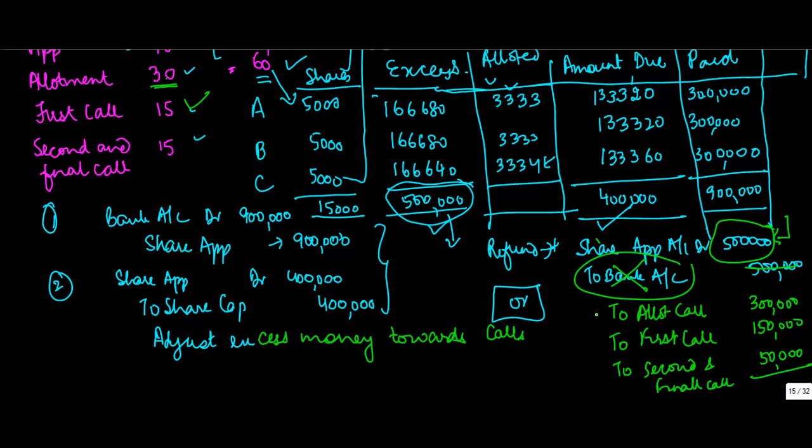Now proportionately, you will not receive any amount in either of these three cases. Individually, you'll have to manage the adjustment between these three people. Okay.